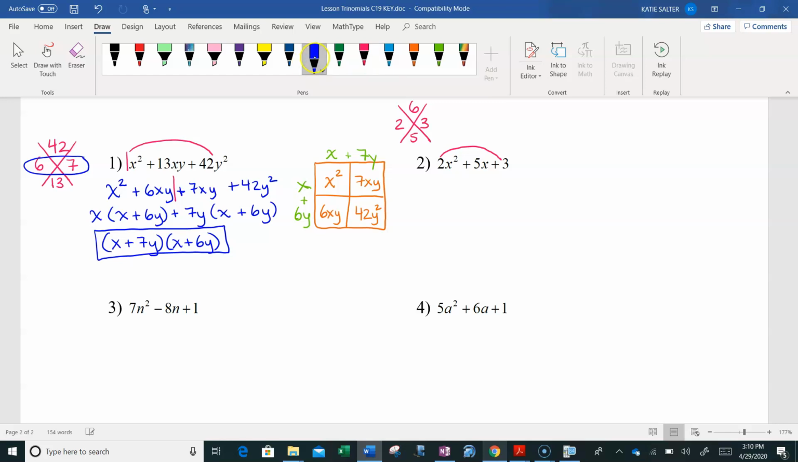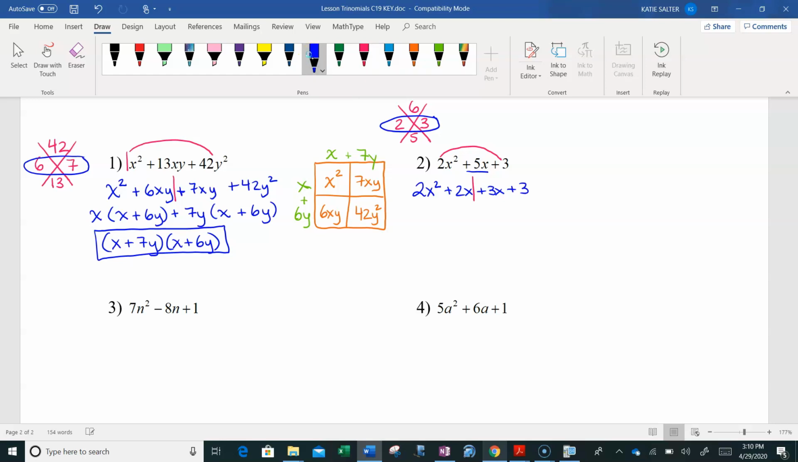So if we use our grouping process, we will copy the first term, 2x squared. We rewrite this 5x as two terms using the factors we just found. So plus 2x plus 3x, and then we copy the last term. We draw a line right after the second term before the third sign to use our grouping method.